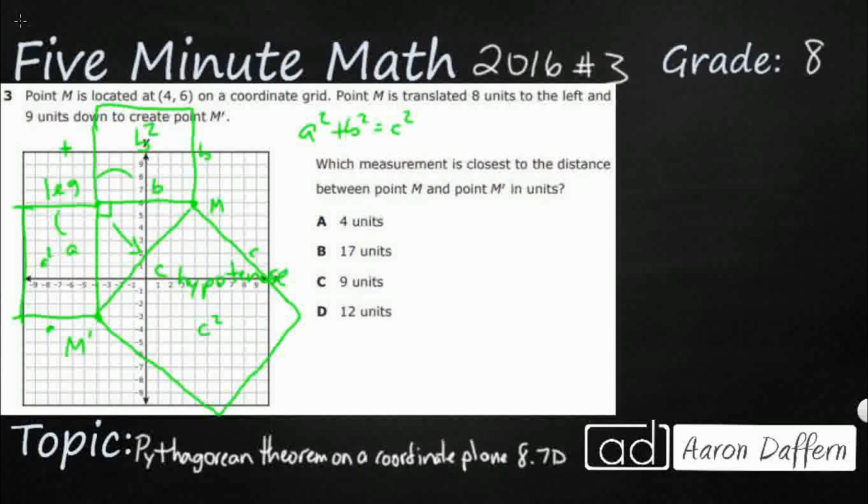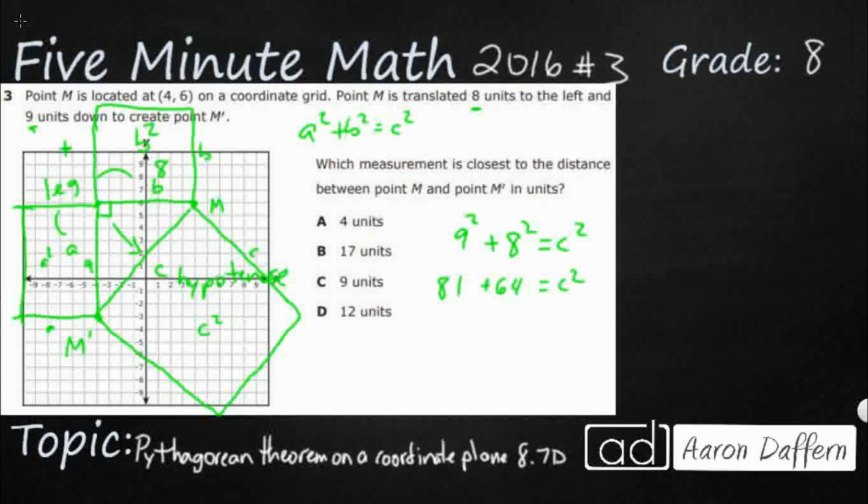So what is the side length of this B? Well, B was translated 8 units to the left, so that's going to be 8. So I'm going to rewrite this. So my B squared is 8 squared. My A was 9 units down, so it actually gave us the 2 side lengths. So that's my A squared, and that's going to equal my C squared. All right, so that's going to be 81, and that is going to be 64 equals C squared.